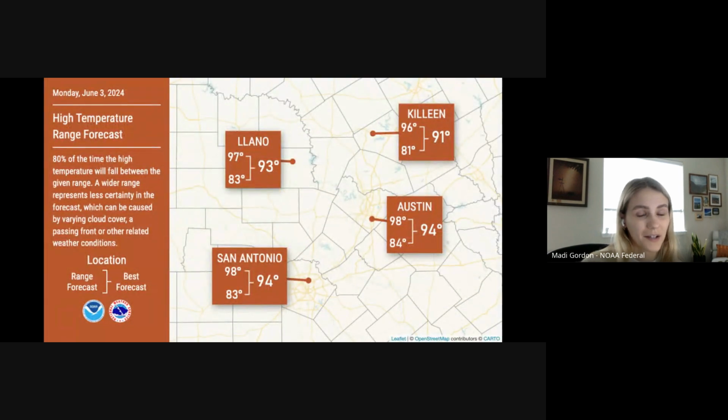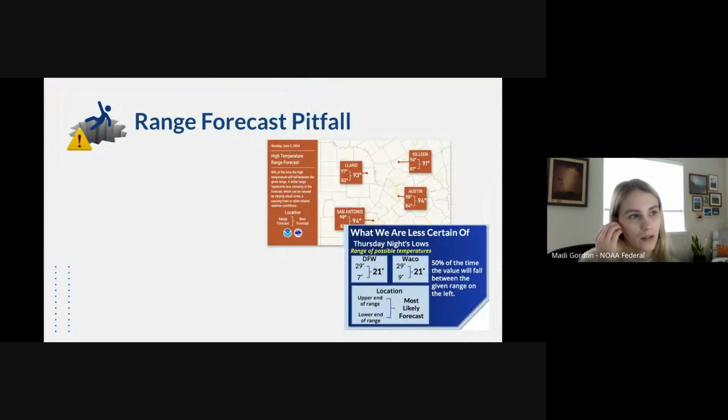All right, let's see. So we've got some range forecasts here. This one is a little bit difficult. I don't think that anyone is going to interpret Austin having a high of 98 and a low of 84, most likely, looking at this graphic, although not impossible. But this is just an example here. I'm going to cover this fairly quickly for our range forecasts.